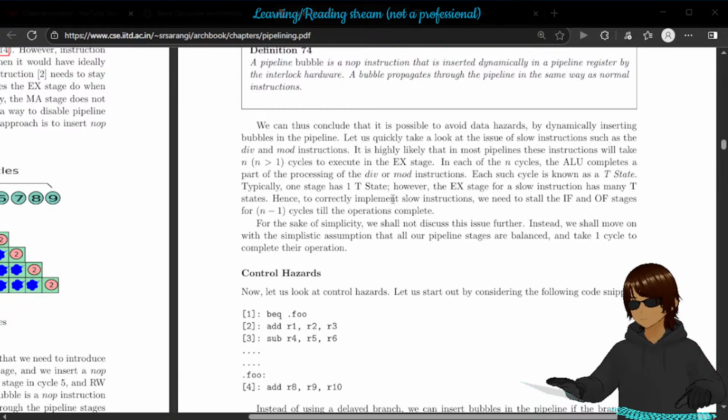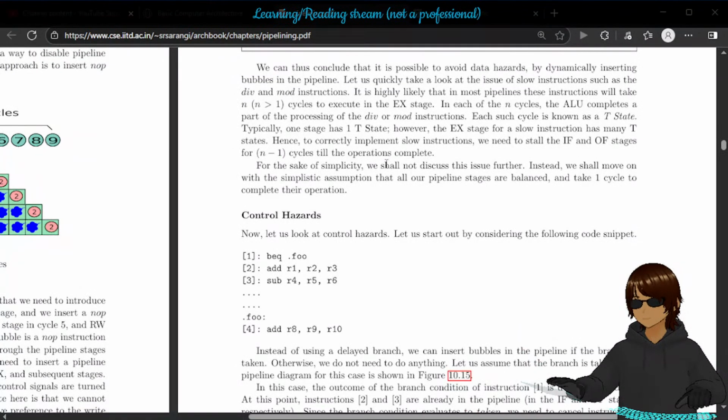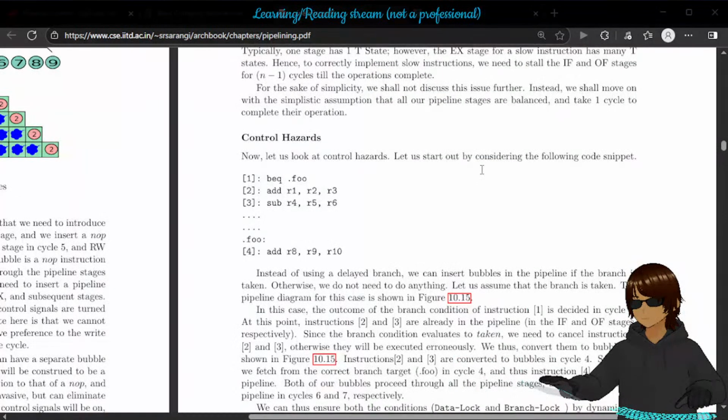Hence, to correctly implement slow instructions, we need to stall the IF and OF stages for n-1 cycles till the operation completes. For the sake of simplicity, we shall not discuss this issue further. We make the simplistic assumption that our pipeline stages are balanced and take one cycle to complete their operation.